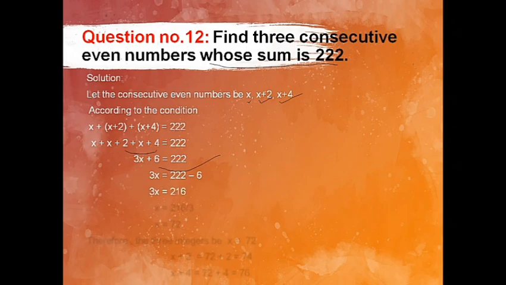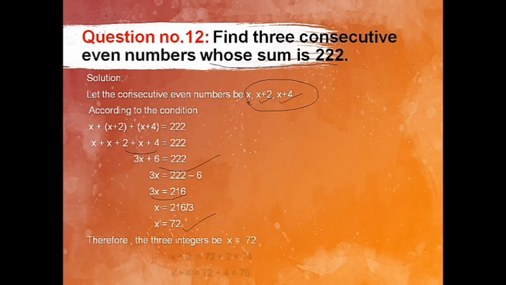Now this 3 can be transferred to the right hand side in the form of division. So here x equals 216 divided by 3, and 216 divided by 3 is equal to 72. So that is x equals 72. So here we got the value of x is 72. It means from these three integers we got the first one, that is 72. Now we want the next two integers. So therefore the first integer, x equals 72, we got.